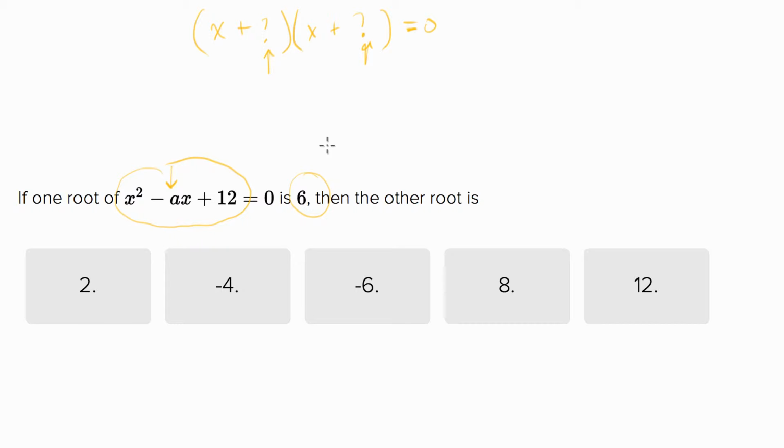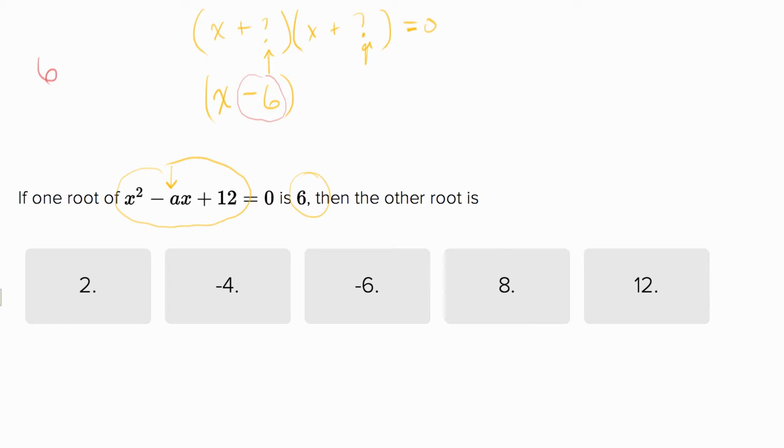Now, they're telling us one of the roots of this is 6. So we know that one of these is going to have this form, x minus 6. And the way that you read the root is it's actually the opposite of whatever number is next to the x. This is a little counterintuitive, but see how this is x minus 6? What that means is that the root is 6. So it's the negative value of whatever you find there.